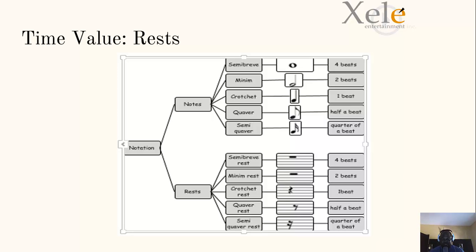So in conclusion, if we take a look at this map, we see that with notation we can represent notes and rests. And for notes we have semibreve, minim, crotchet, quaver, and semiquaver. For rests we have similar things going on: semibreve rest, minim rest, crotchet rest, quaver rest, and semiquaver rest. Here we can see all the symbols and their respective time values.